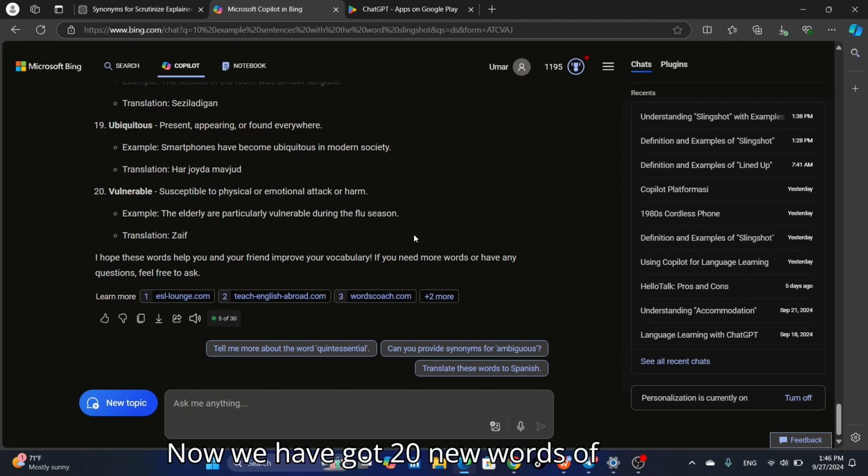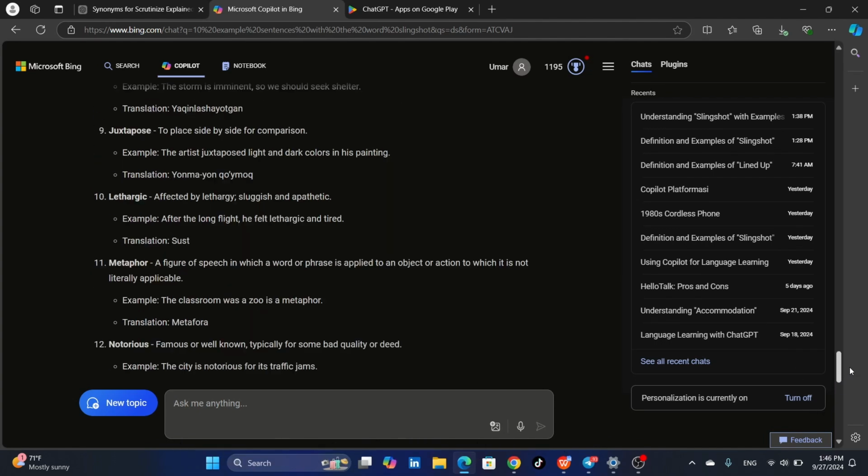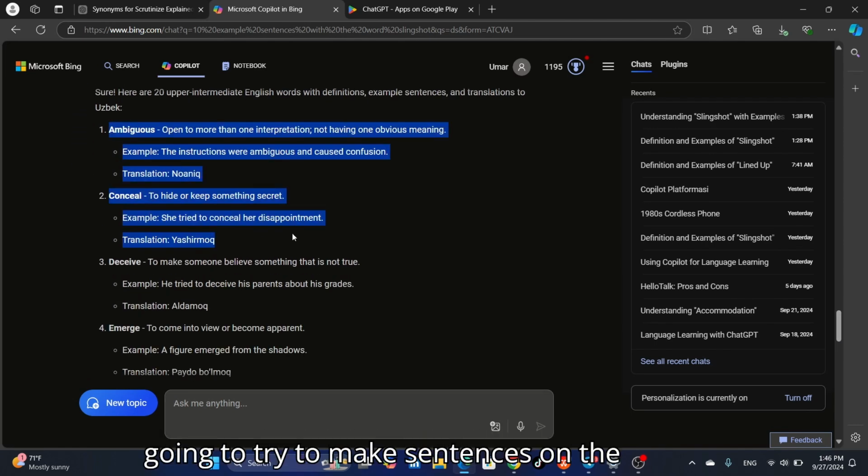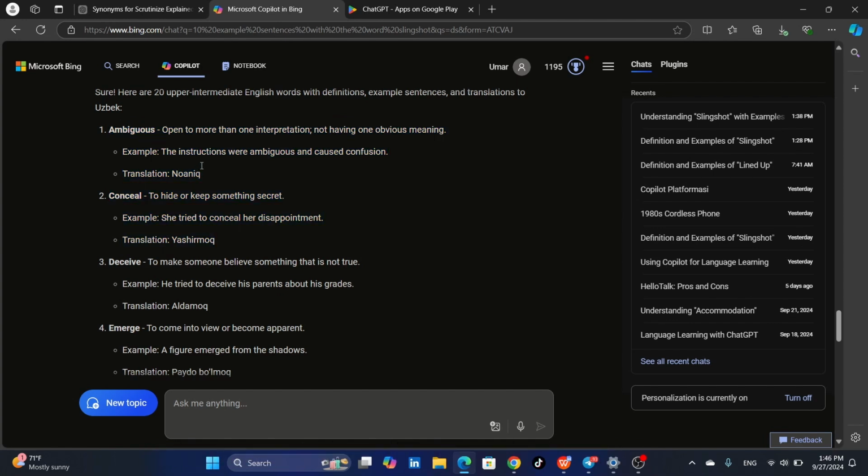Now we have got 20 new words of upper intermediate level. I'm going to try to make sentences on the words Copilot has provided me with. There is this word conceal, to hide or keep something secret. She tried to conceal her disappointment. Okay, now my sentences. My friends are not concealing anything from me. That's one sentence I made.